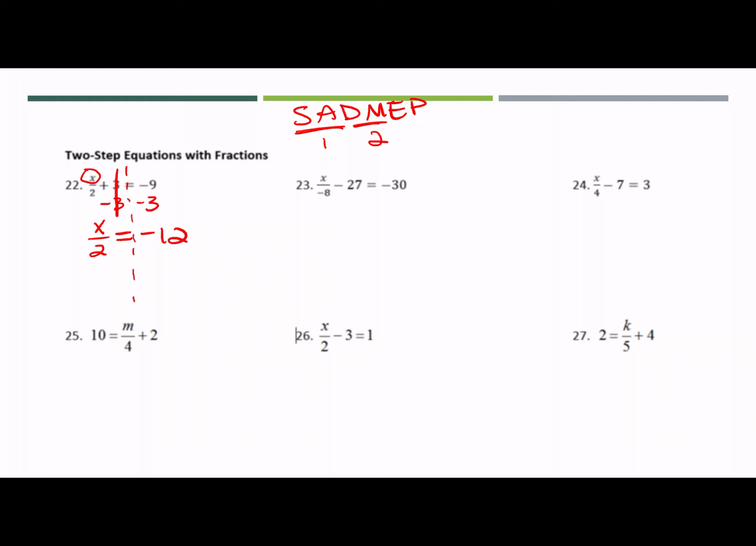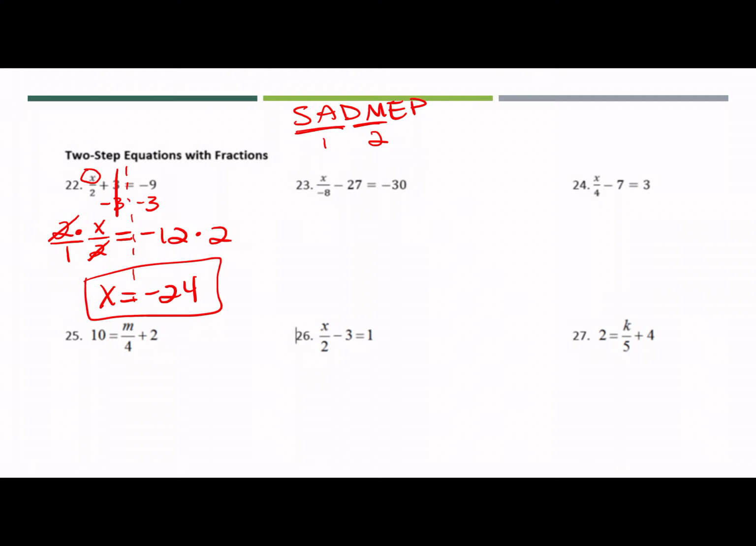Now, just like before, this x over 2, this fraction, is really division. So x divided by 2, to undo division, I multiply. When I multiply by 2, I'm really multiplying by 2 over 1, right? So remember what we said before, we can kind of just cancel these. The 2 over 2 cancels, you just have x over 1, which is just x. But when I multiply the left hand side by 2, I have to multiply the right hand side by 2 as well. So I get x is equal to negative 24. Make sense?